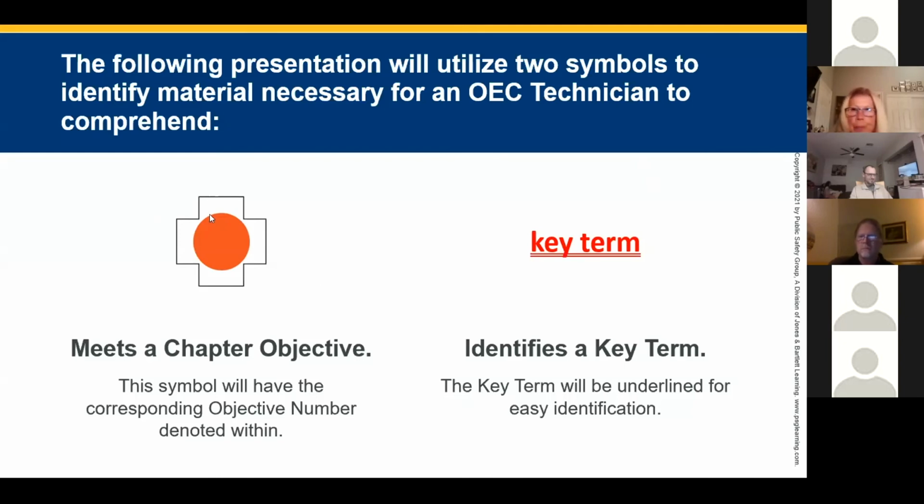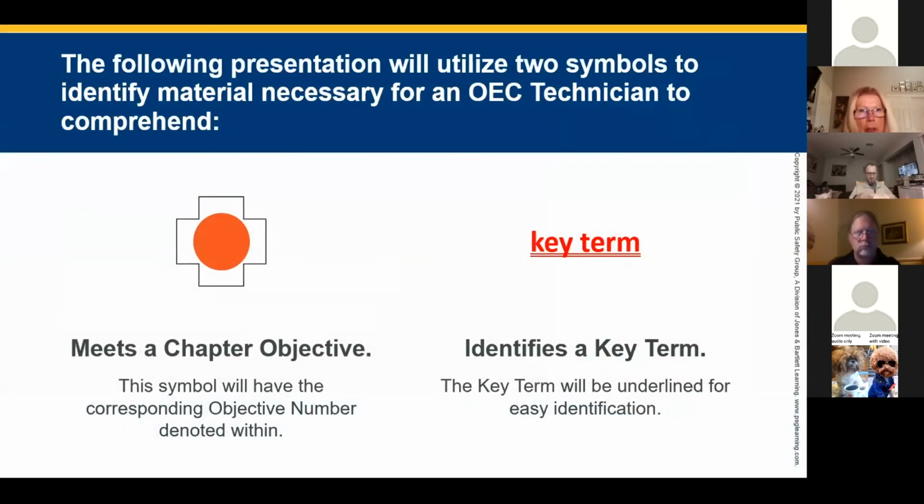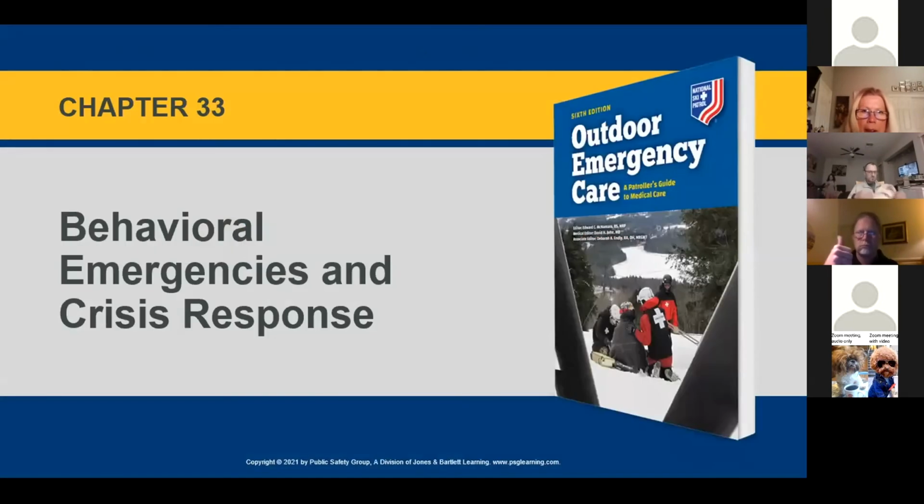All right, so let's start. Can you see my screen? Yes. Okay, good. So we're going to go into behavioral emergencies and crisis response. Did anyone read this chapter? Don't all jump at once. I love it. Okay, so this is going to be fun for all of us.